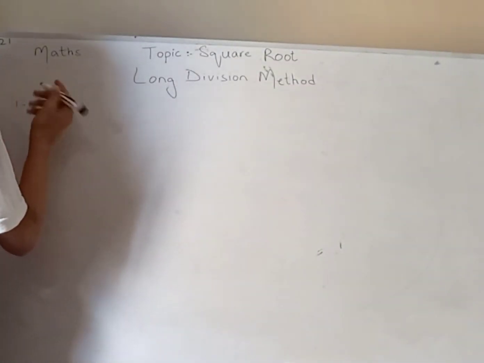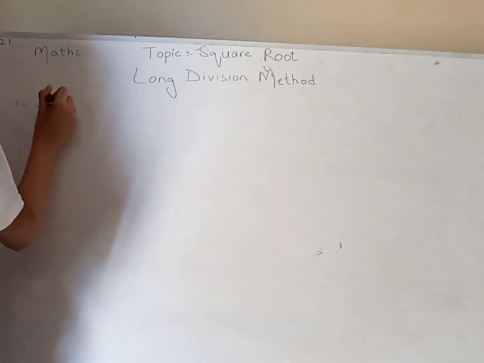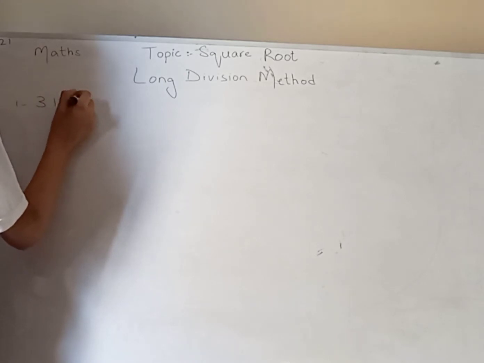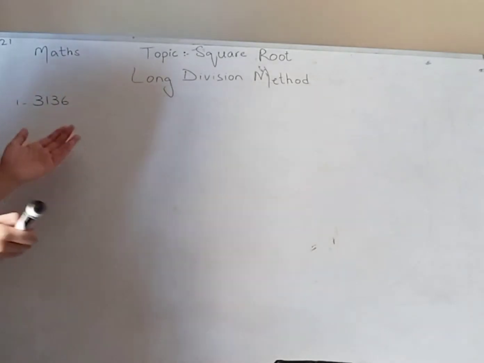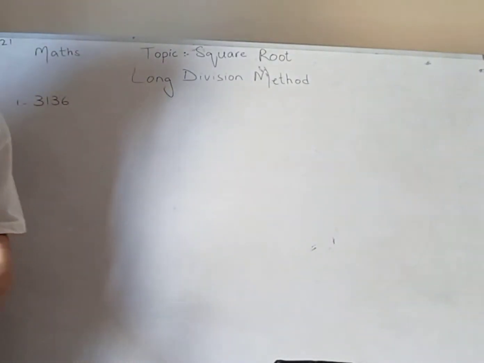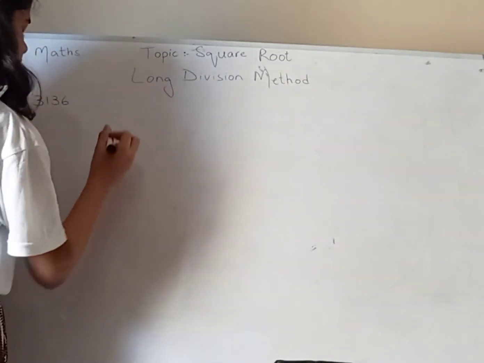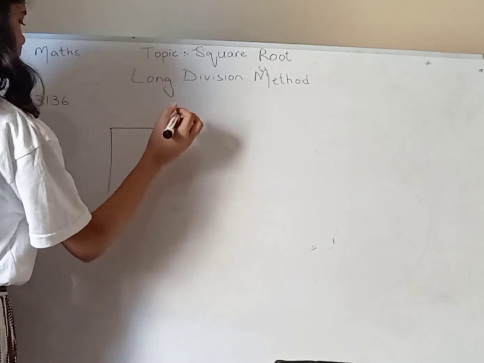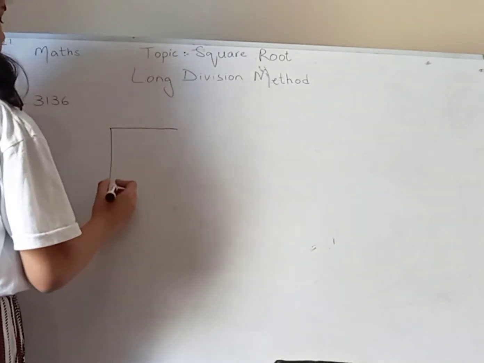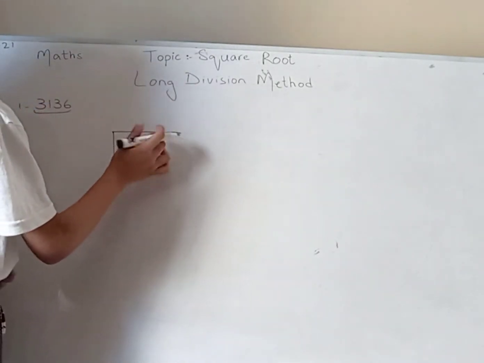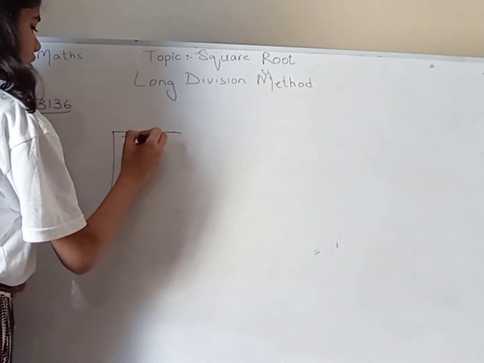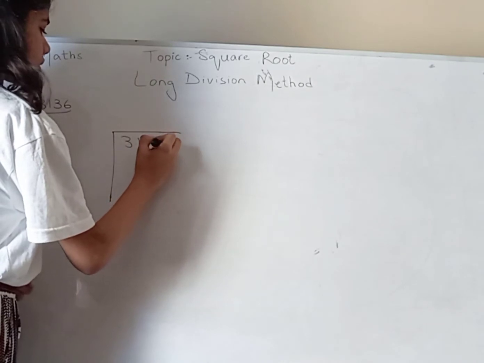So if we have a question, 3136, how are we going to solve it with the long division method? We have to make this structure, and we'll write the question over here, 3136.